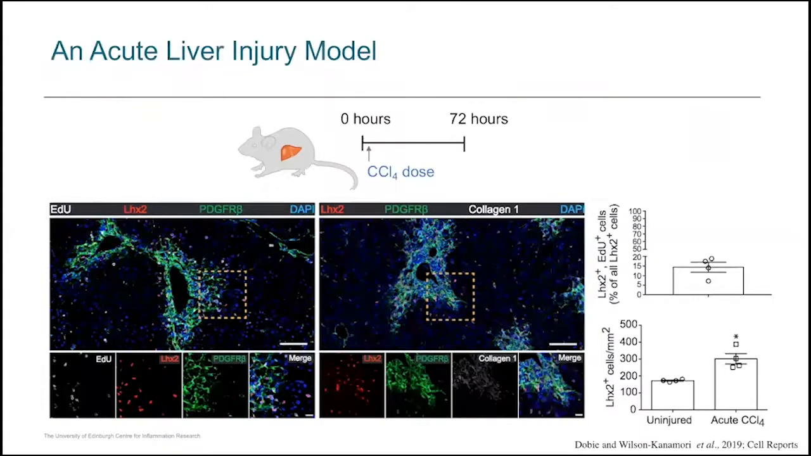In order to interrogate the dynamics of stellate differentiation to myofibroblasts in the different zones, we switched to a more dynamic model, an acute injury model, where a single dose of CCl4 is administered and the liver collected following 72 hours. At 72 hours, LHX2 positive PDGFR beta stellates have flooded the sites of injury and are producing extracellular matrix. There is also a high level of stellate proliferation at this time, measured here by EdU incorporation.